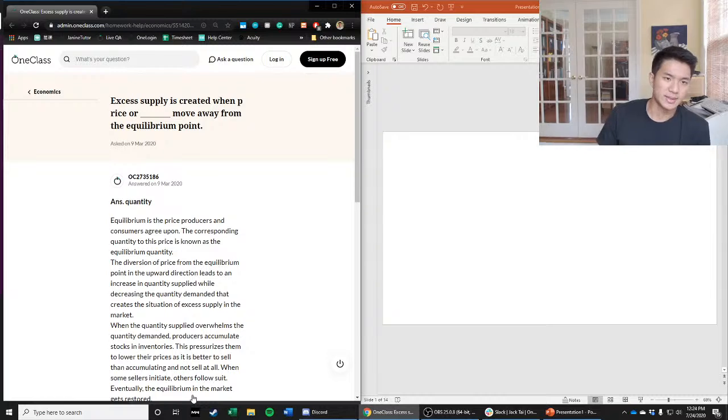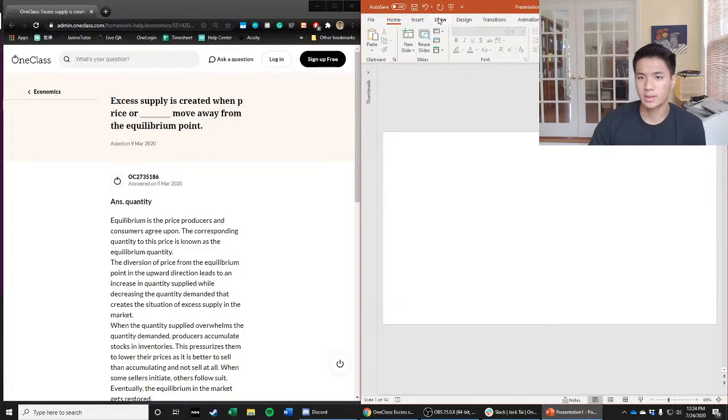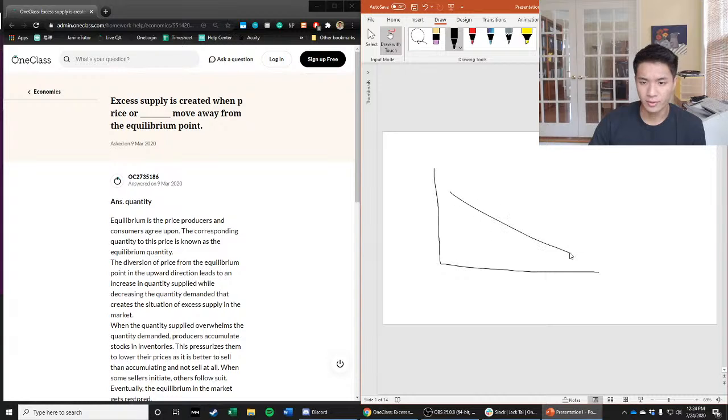Next question says, excess supply is created when price or blank moves away from the equilibrium point. We can draw this out on what that might look like. So you have your demand and supply. And so excess supply is when quantity supplied is greater than quantity demanded. So you might have something like this. You have QS here, and then you have QD here, right?